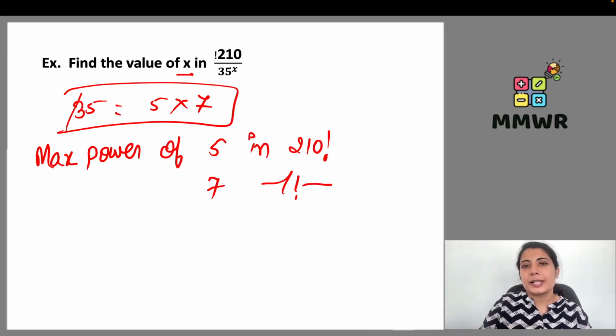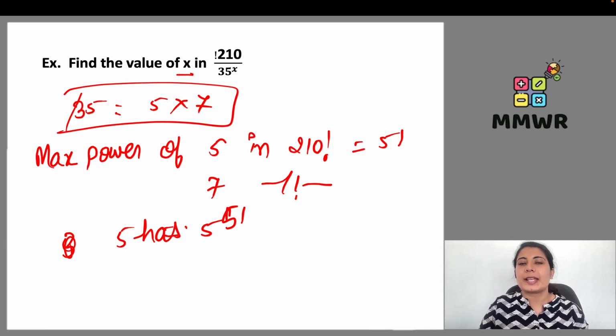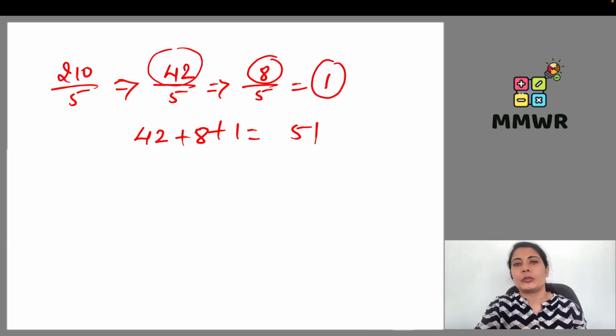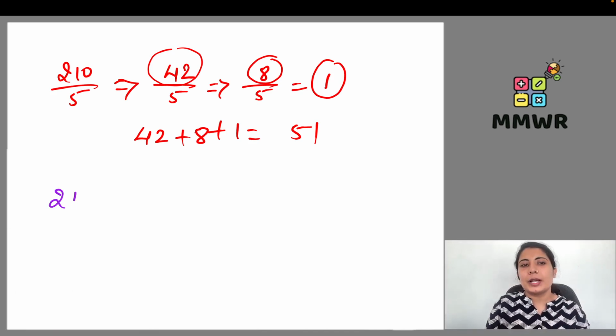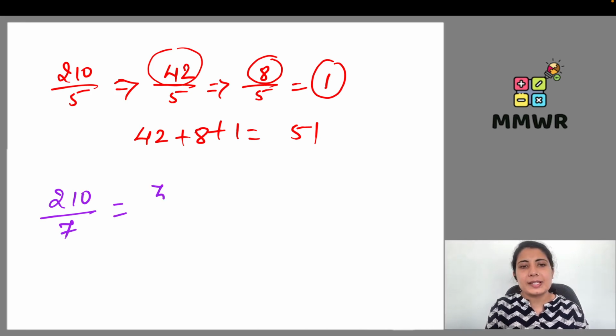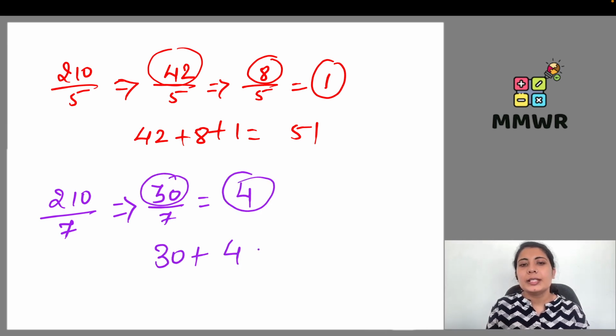That means for this 35, 5 to the power 51 I am getting. 5 has 51 as the power. 42 plus 8 is 50, 50 plus 1 is 51. Now I will divide this 210 by 7 to get the power for 7. So 7 threes are 21 and 0 will be as it is. 7 fours are 28. No more division is possible. So 30 plus 4 gives me 34.